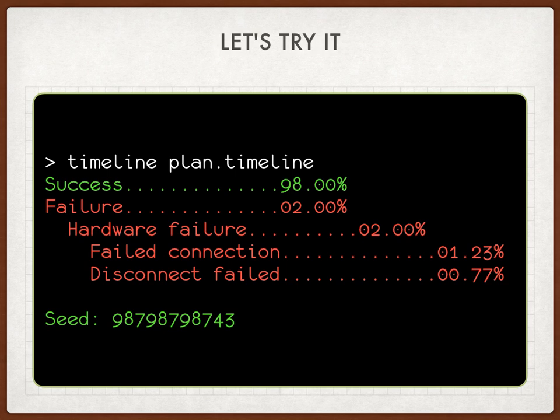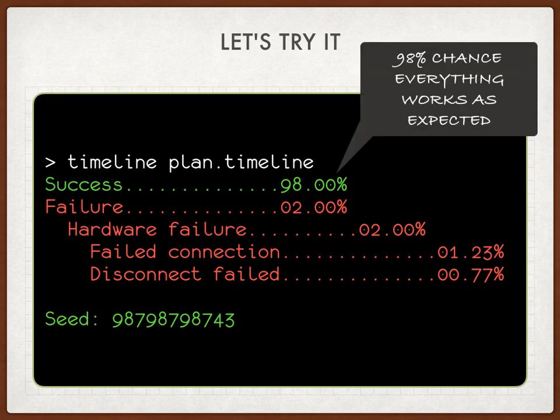So when we run our plan, we can see it's pretty good, right? There's a 98% chance everything will work as expected. 98% chance that the vortex starts up and we successfully turn it off. Now look at these failure modes. There's a 2% chance of failure, and the simulator will break down the general types of failures that it's seeing from the simulation. So all 2% in this case are hardware failures. Hardware failures happen. They're impossible to avoid.